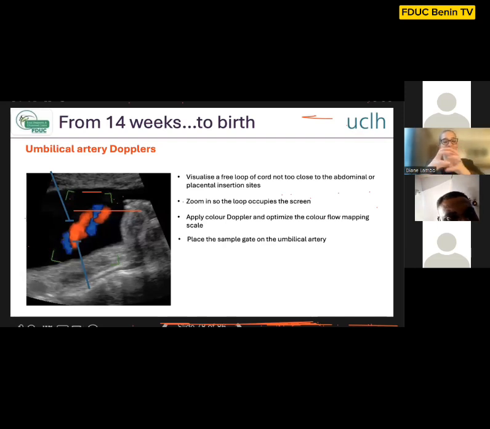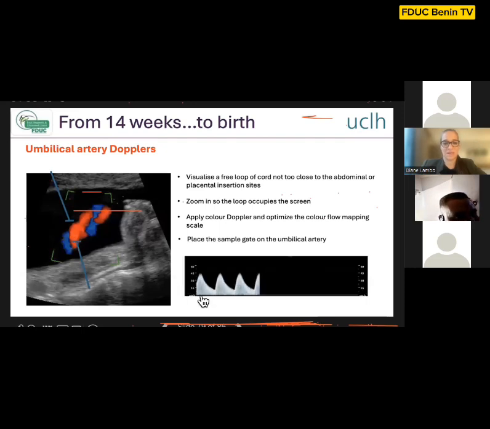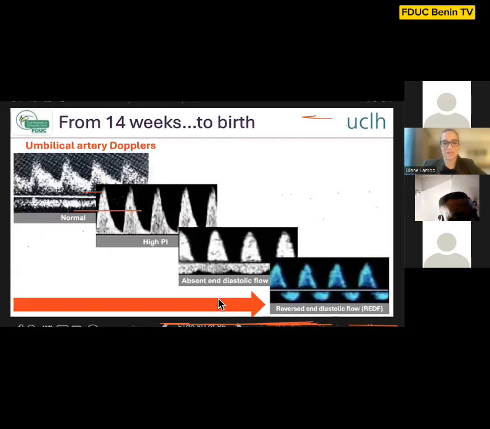So you really want a nice free loop somewhere in between the placenta and the abdomen, which is what you're going to then measure. You don't have to apply color Doppler, but quite often it's easier if you can. Then you place your sample gate, as you can see here, over the umbilical artery in order to measure. This is the waveform that you should obtain. Sometimes if you have breathing movements or activity, you don't get this nice regular waveform, but certainly that's what you're trying to get.